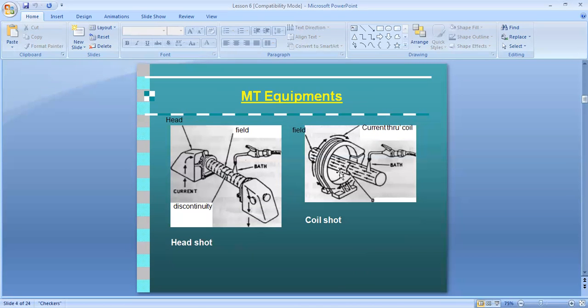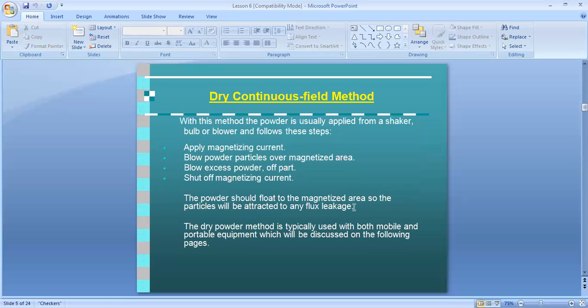So this is also here coil type, and this is here bath. Here current is flowing, and you will detect these discontinuities. So, dry continuous field method.